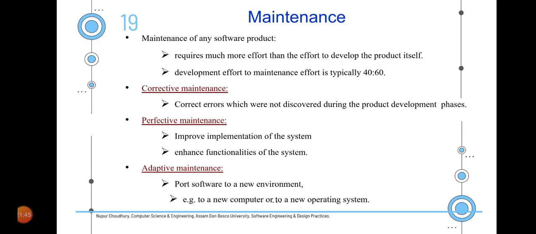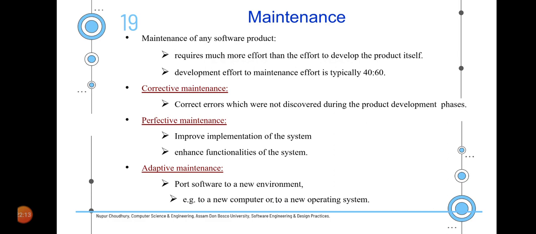So I think this is self-explanatory, where all these steps, which are corrective, perfective and adaptive maintenance, would help the developers as well as the other software programmers to maintain the software in whichever possible way it is required to be maintained.